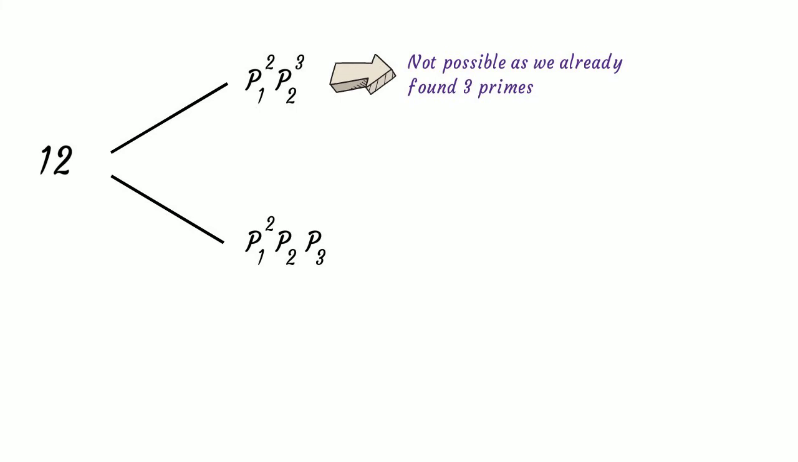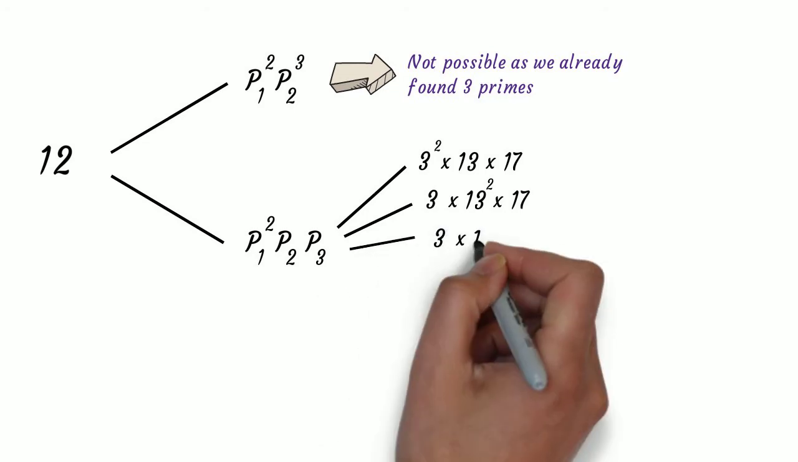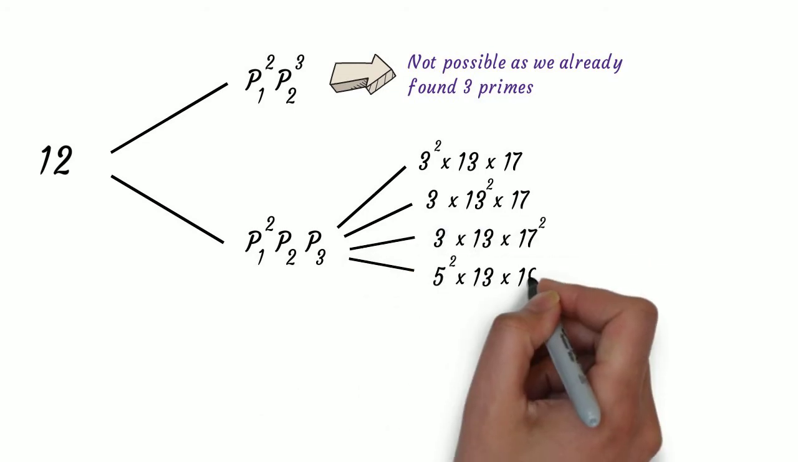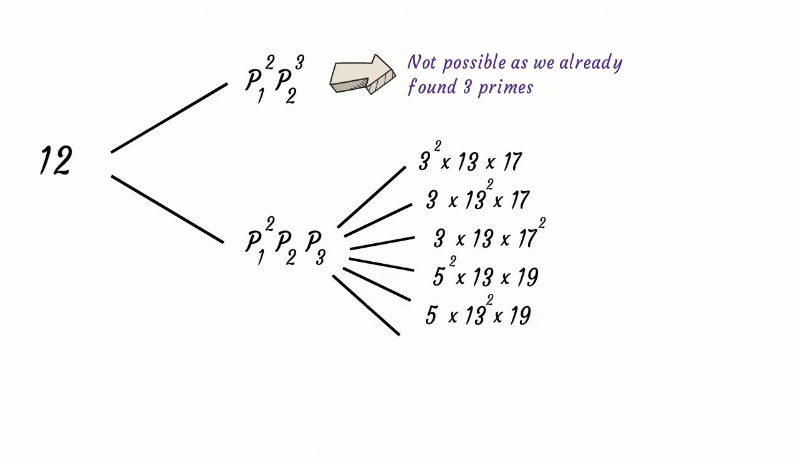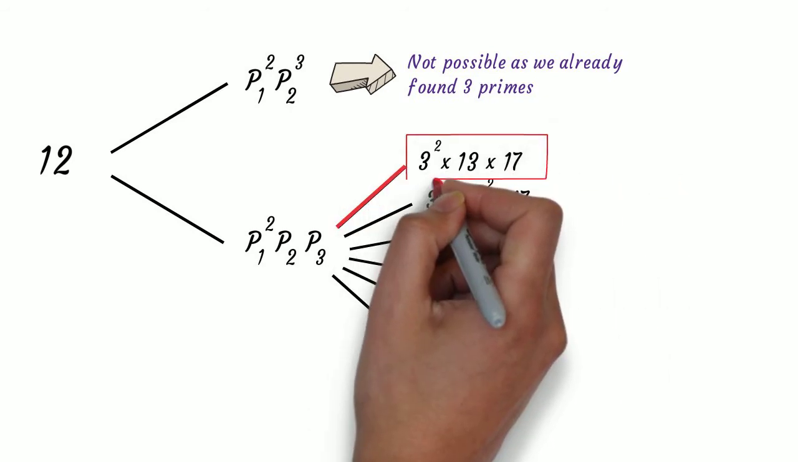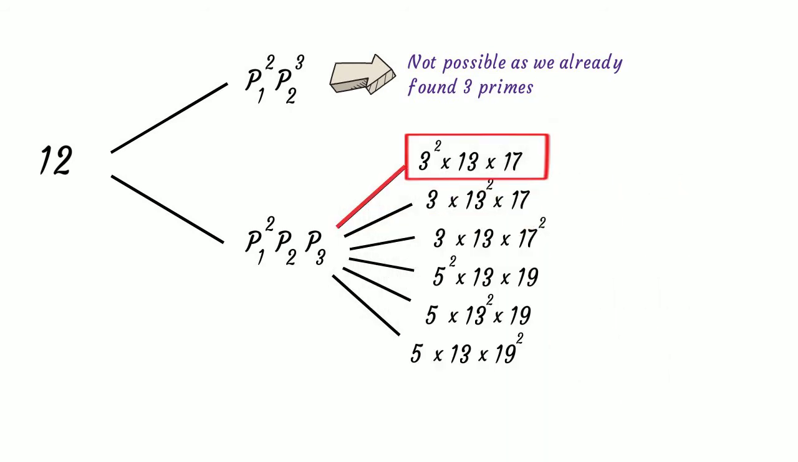Now, using all the 3 prime factors that we have found, in the 2 different cases, we get a total of 6 possible numbers, namely 3 square into 13 into 17, 3 into 13 square into 17, 3 into 13 into 17 square, 5 square into 13 into 19, 5 into 13 square into 19, 5 into 13 into 19 square. And if we arrange all the factors of the 6 different numbers in ascending order and then check for the 4th factor, except for the first case, in no other case you will get a 13.